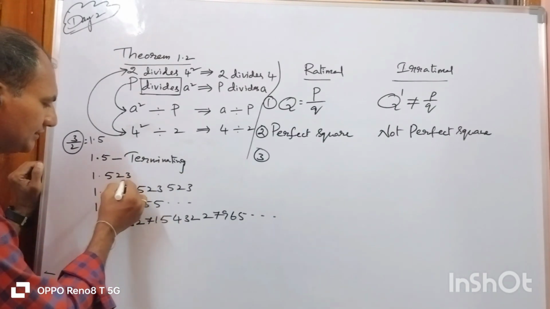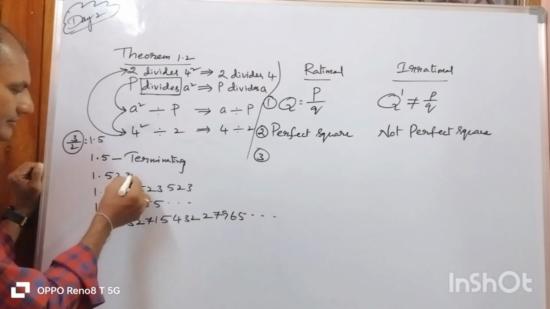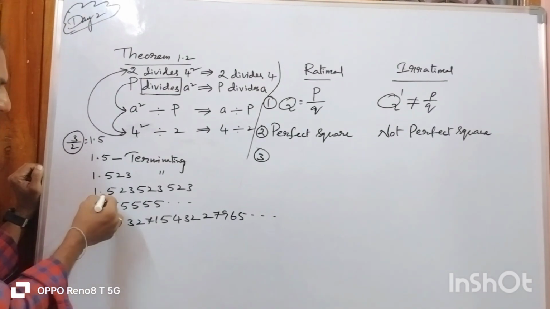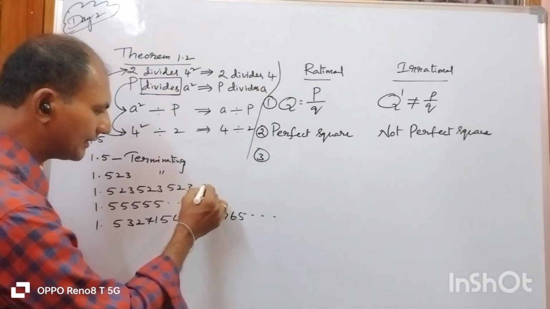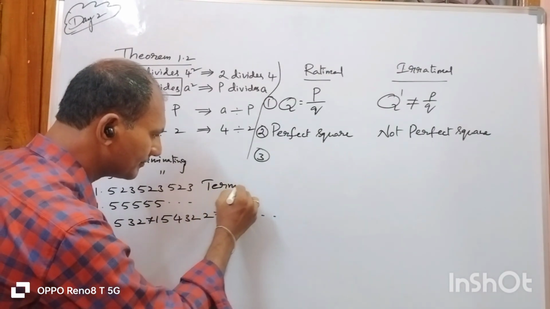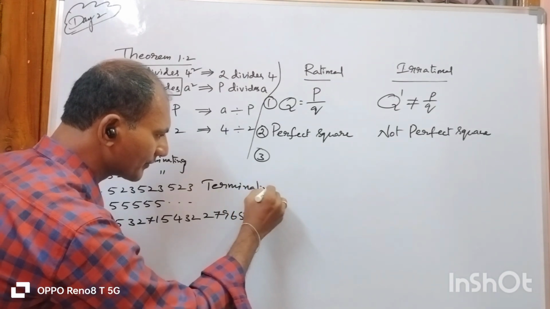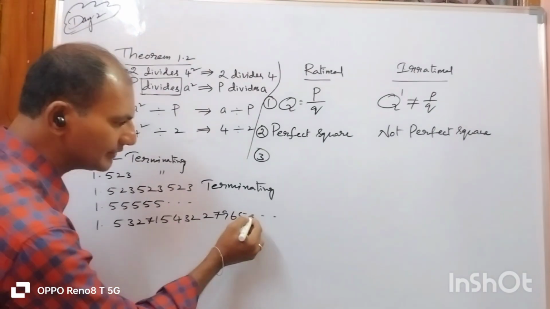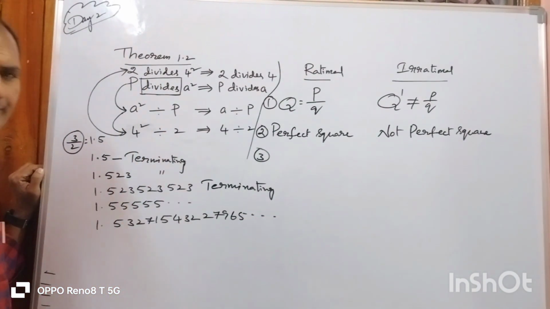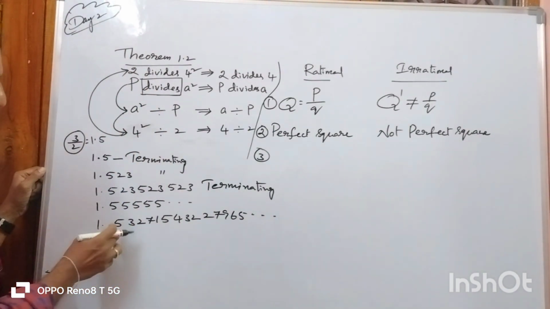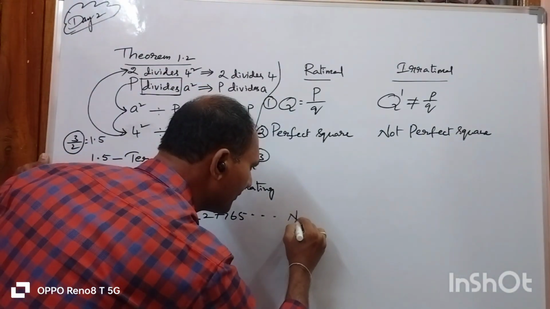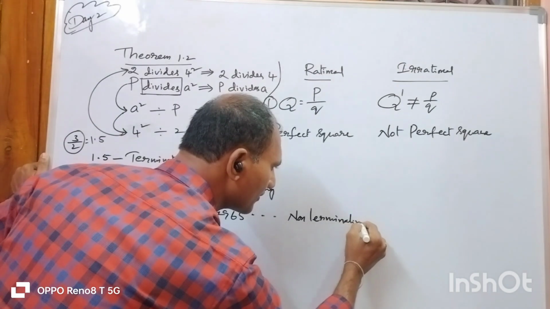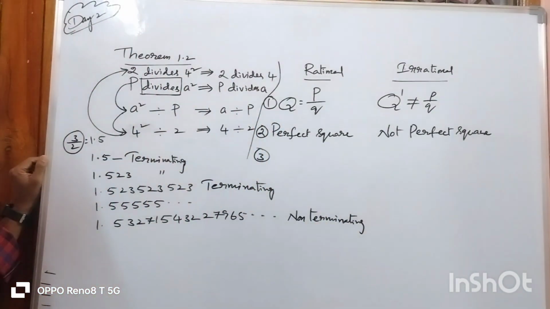So that is terminating. This is 523, the end is there, right? So this is also a terminating decimal. This one is also terminating. Then what is this? And so on means infinity. This is not terminating. Non-terminating.